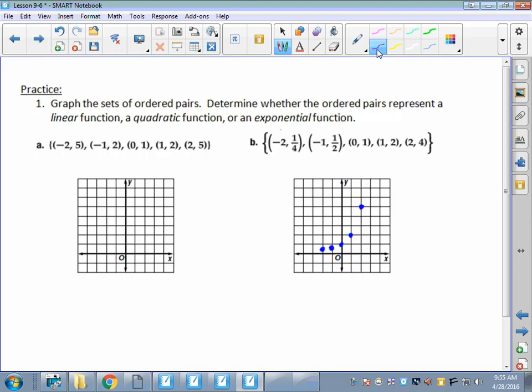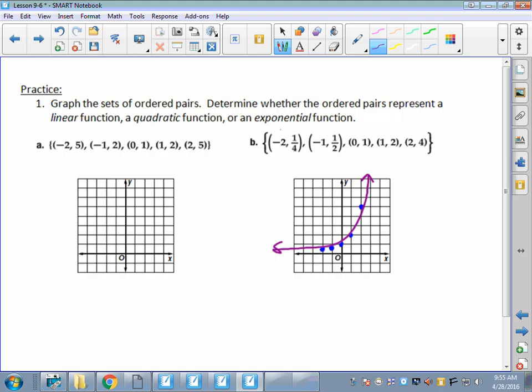Do you see that if I connect these, it's going to be a curve? It's definitely not linear, right? If I connect these guys, it looks like that. That's all I can go on. Make sure you put arrows on either end. So it's definitely not linear. Does that look like a parabola or parabola potential?